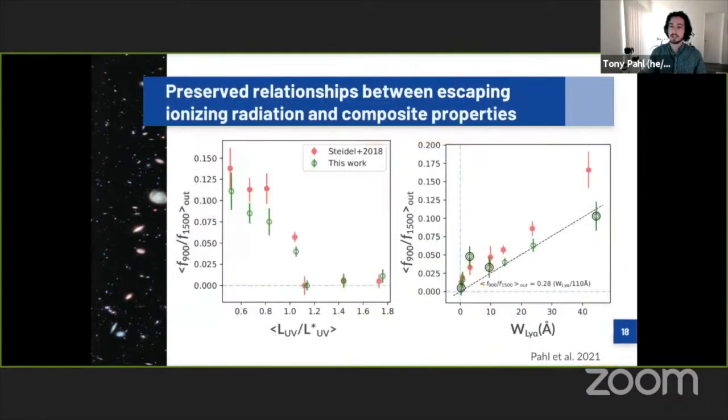So to again look at the relationships between escaping ionizing radiation and composite properties, I have these plots here. The updated composite measurements you can see in green here, as opposed to the KLCS original measurements in red. So you can see F900 over F1500 out is again a function of decreasing UV luminosity as well as increasing Lyman alpha equivalent width. Although the relationships seem to be a little bit weaker in terms of the slope of the relationships, they're still definitely preserved despite the contamination removal.